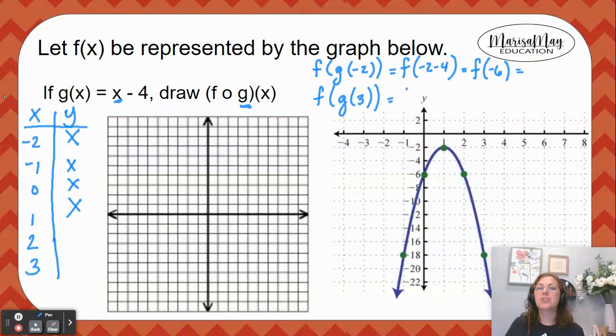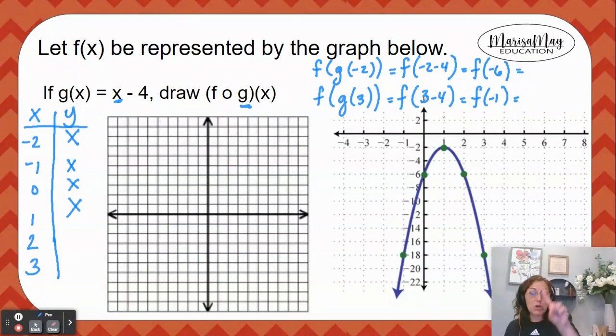Okay. So that means f of 3 minus 4. So that is f of -1. Now remember what that means. That means to go on the graph when x is -1, what is the y value? And that, my friends, is -18. Good. That is way out there, right? Like let's shift it over.